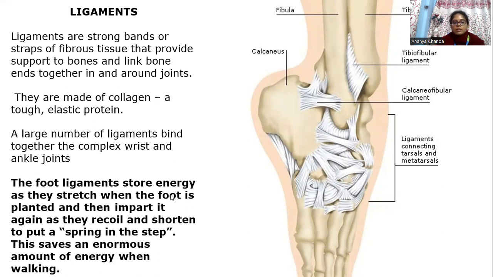The foot ligaments store energy as a stretch when the foot is planted and then impart it again as a recoil and shorten to put a spring in the step. It saves an enormous amount of energy when walking. So this ligament is an energy storage compound which helps in the recoiling and shortening of the band, and it helps in walking, forming a spring-like mechanism in the step.